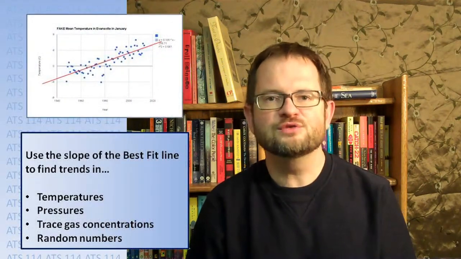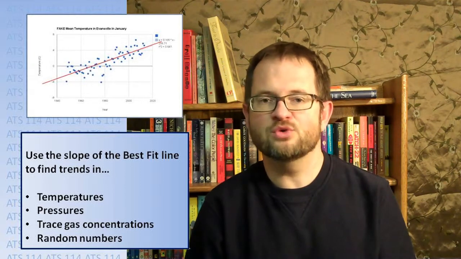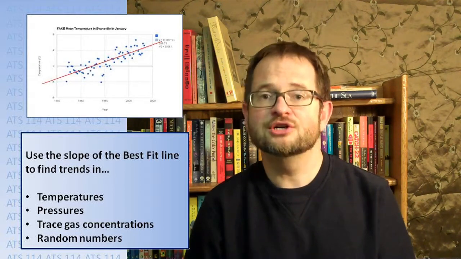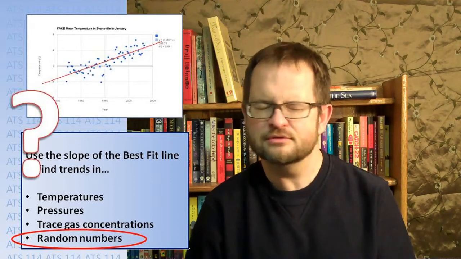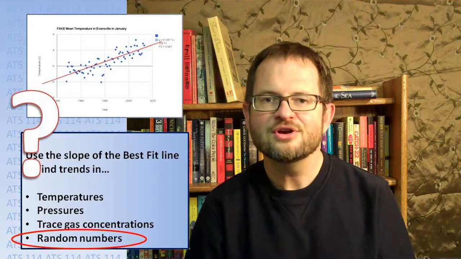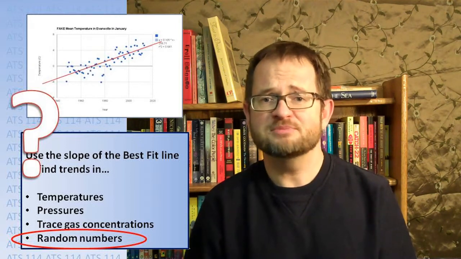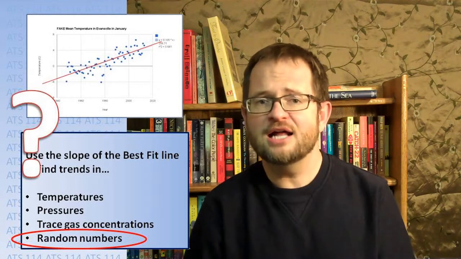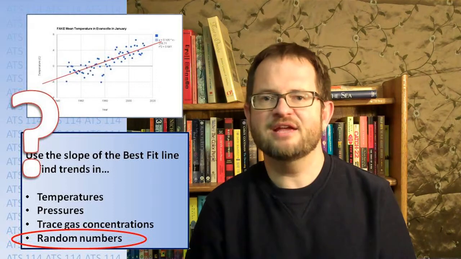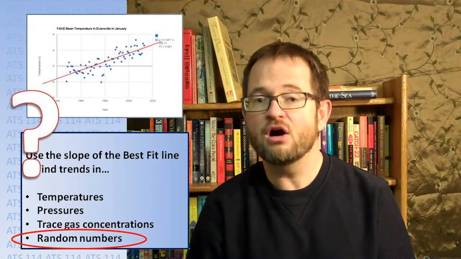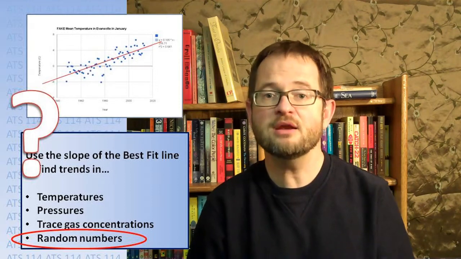Let's focus on the slope of the best fit line for a moment. It's a powerful and useful technique. We can use it to find trends in any kind of data that we can load into our spreadsheet. Temperatures, pressures, concentration of trace gases, random numbers. Wait, random numbers? Hopefully you noticed that. Should random numbers have a trend with respect to time? If I have a column of random numbers in my spreadsheet, we wouldn't expect the numbers to have any kind of trend or pattern at all. That's sort of what we mean when we talk about random numbers, right?